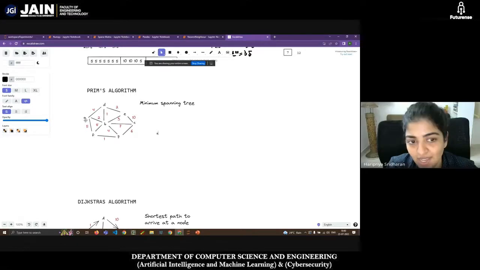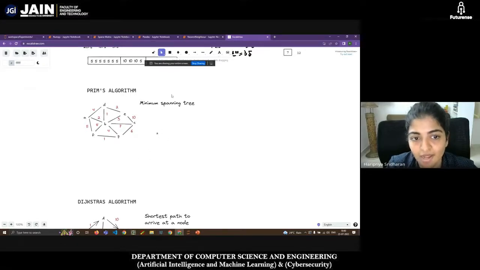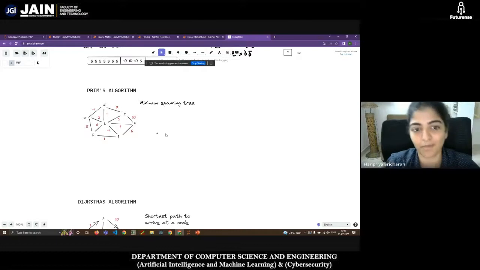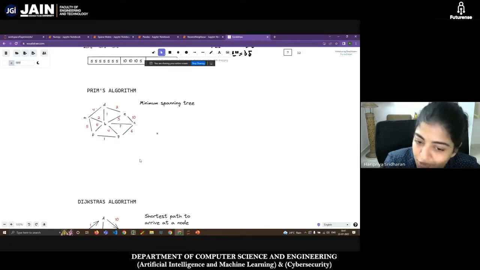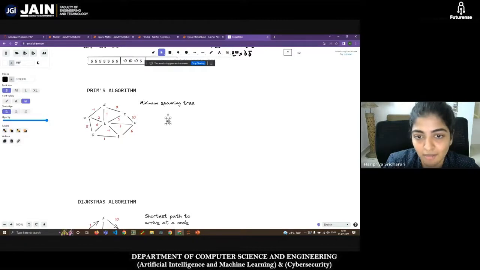So let's say we take a node A, and then we traverse through this node to arrive at the minimum. We can say it's the shortest path, but it's the minimum spanning path that we are trying to determine from one node to another node. So this can also be used for shortest path algorithms at some time, but not necessarily every time.